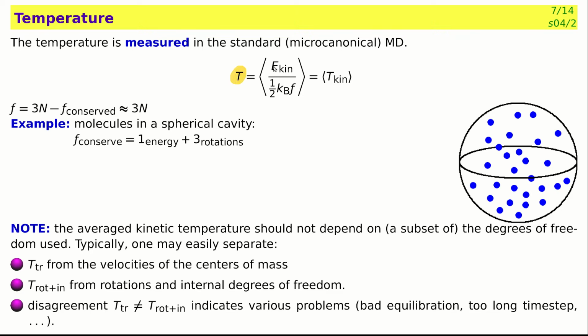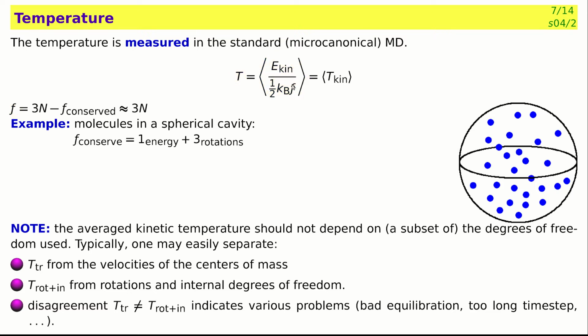We simply take the kinetic energy and divide it by this value, where F is the number of degrees of freedom. If you remember, 1 degree of freedom on average has the kinetic energy 1/2 of the Boltzmann constant times temperature. So that's why this formula. These angle brackets mean averaging over time during the course of the simulation.